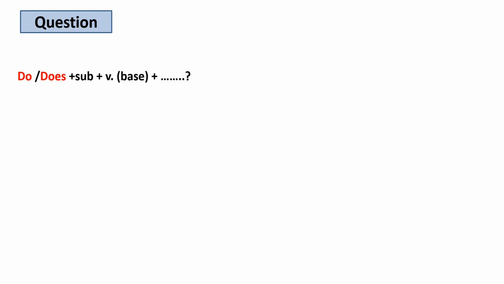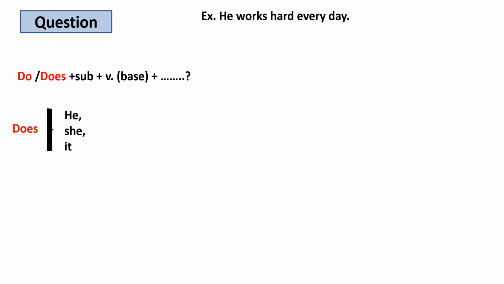بعدين علامة استفهام. For example, if we have a singular subject, he or she or it, etc., any singular subject, it will take does. And we will put it at the beginning of the sentence. أداة السؤال نخليها بداية الجملة. For example, he works hard every day. Here we have he. This is a singular subject.